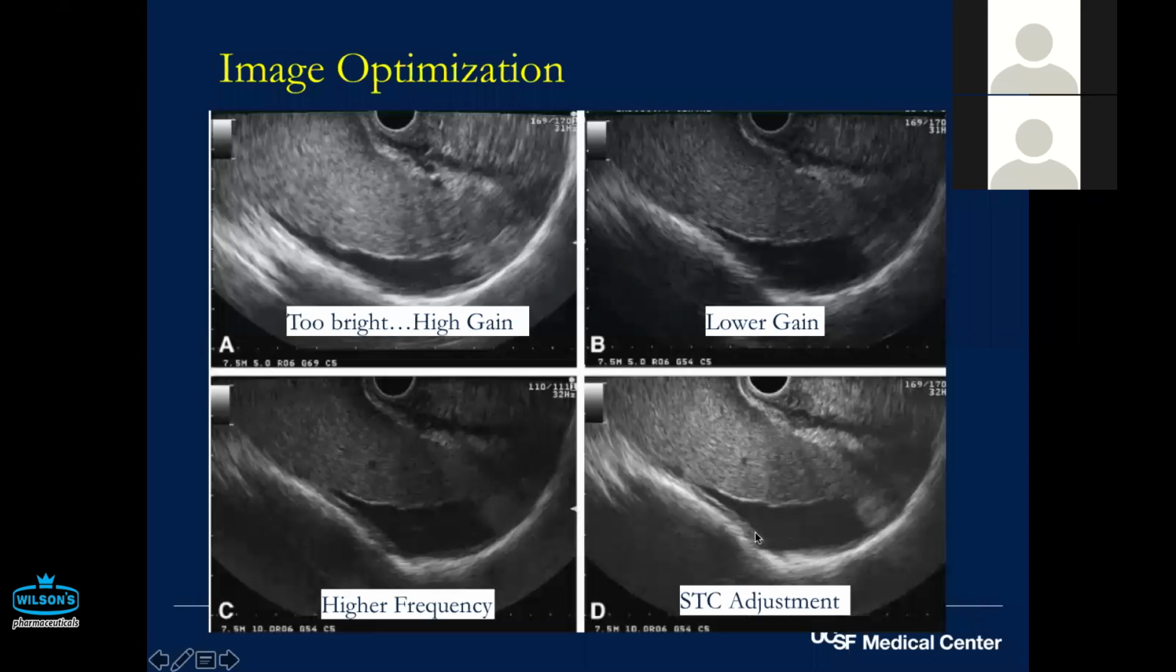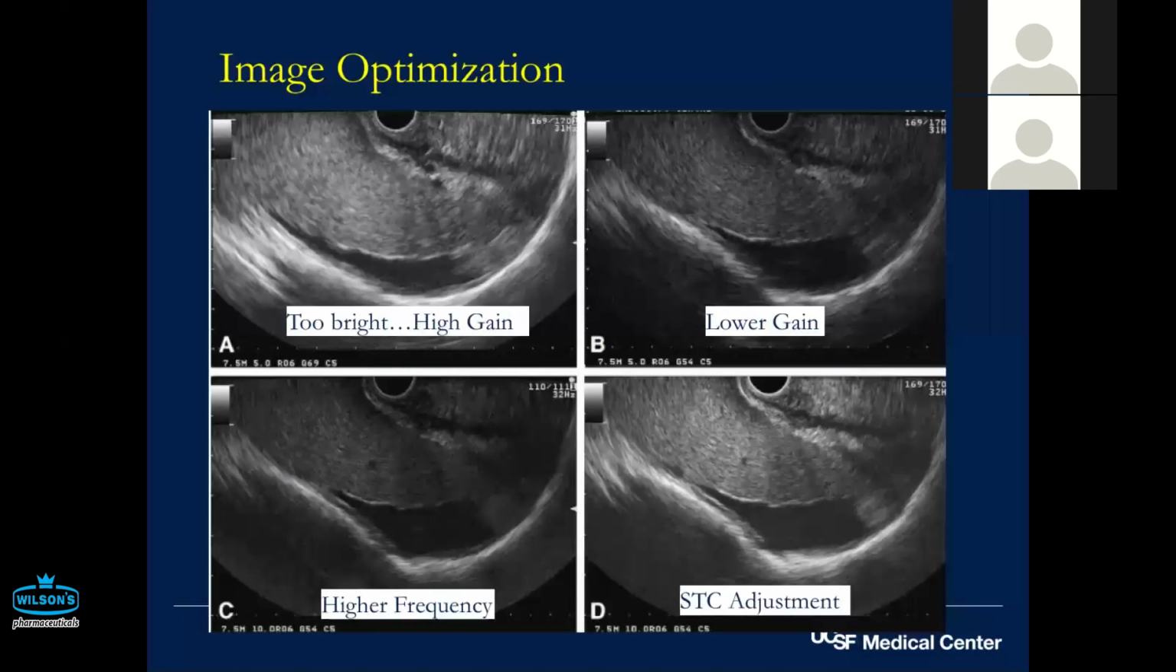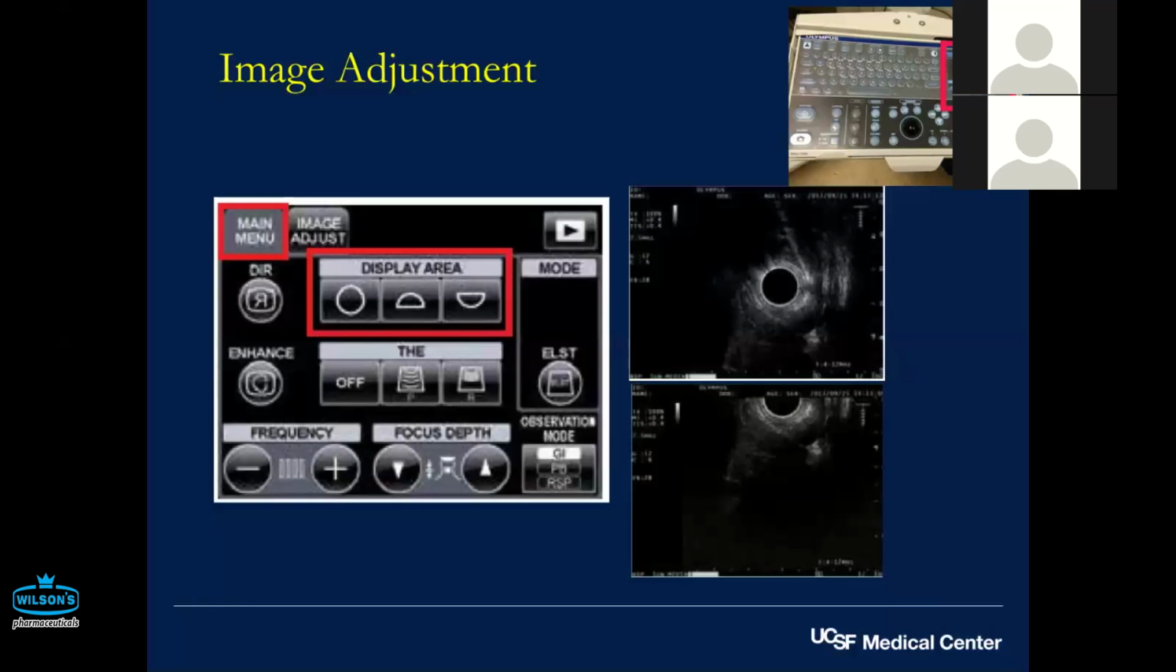Now in reality, a lot of people will typically not mess with the STC adjustment and play more with the gain as well as the frequency. But some of it is because we just don't know how to do it, and we don't know that those tools are there for us to use. Then you have the ability to alter your image, whether if this is a radial scope, you can have full image, half image, depending on what you're looking at.